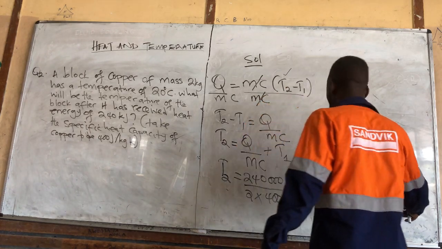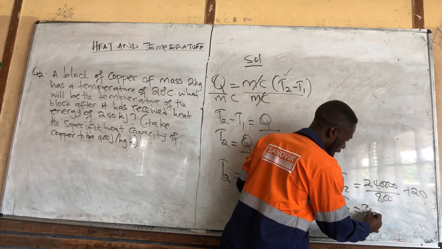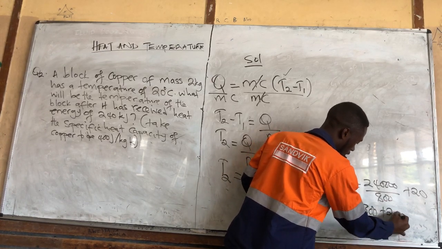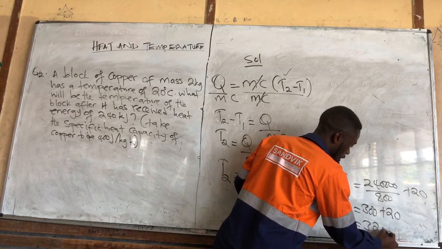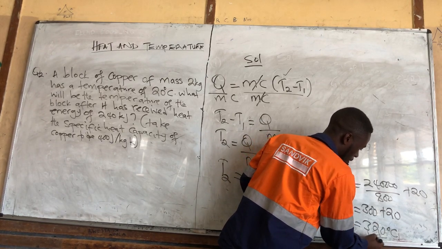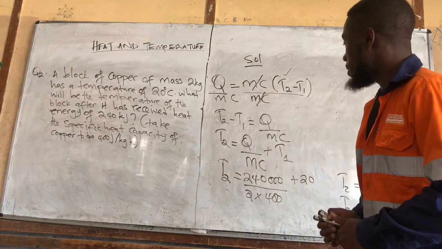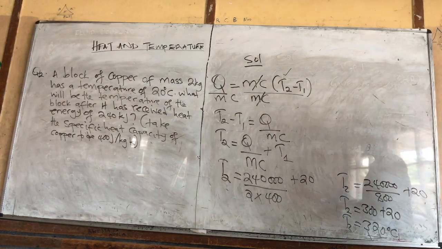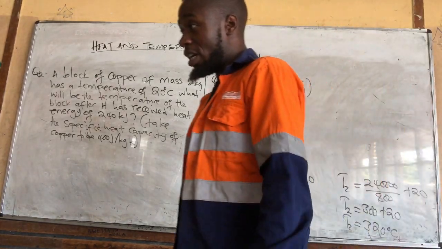300 plus 20. So T2 is equal to 300 plus 20. So what is the final answer? T2 is equal to 320 degrees Celsius. As simple as that, right? Questions on temperature are simple and straightforward, right?